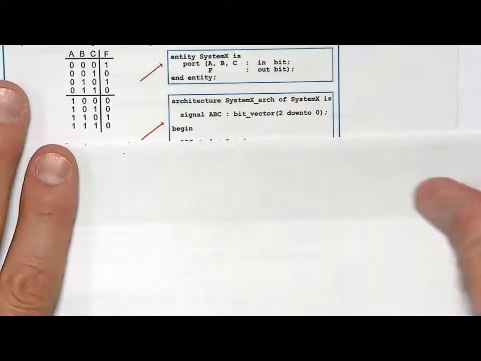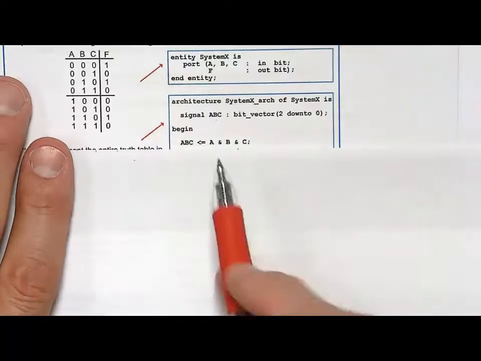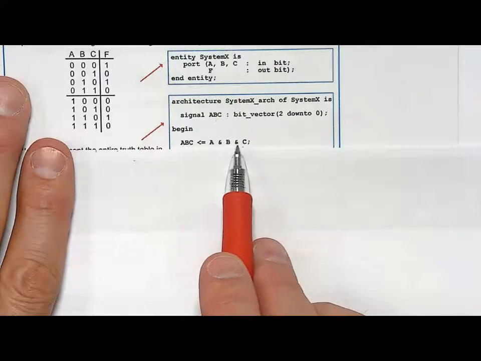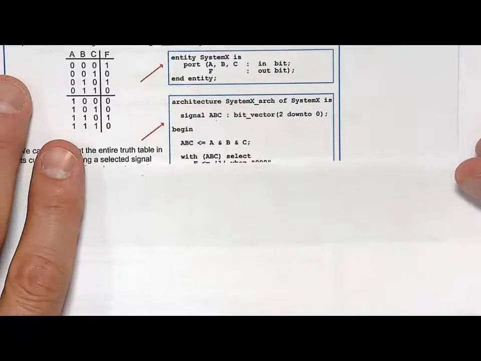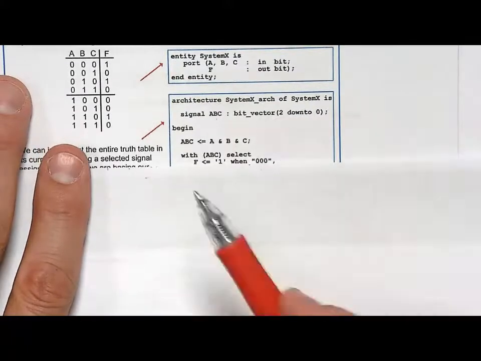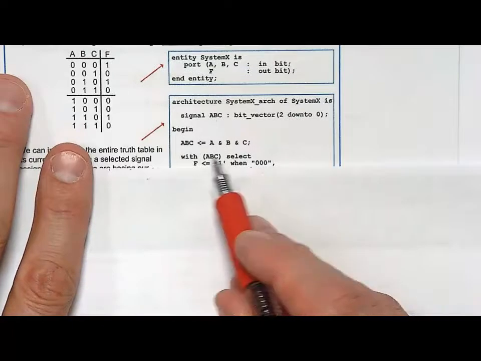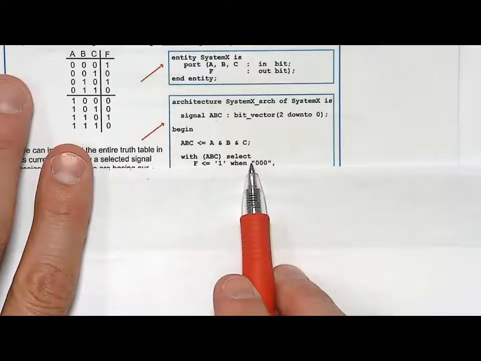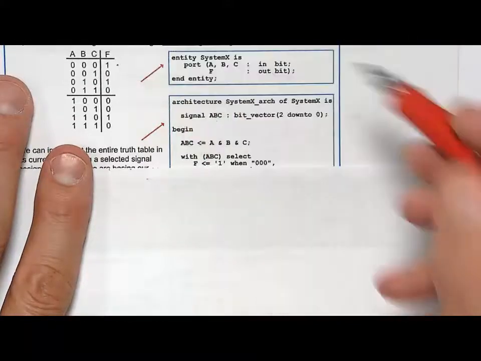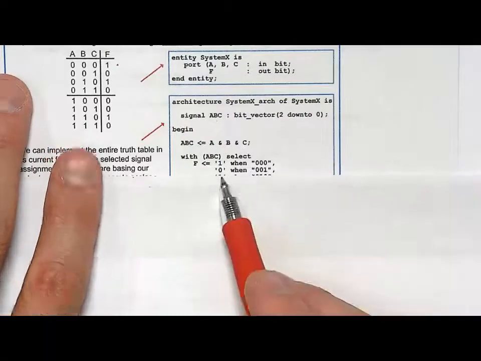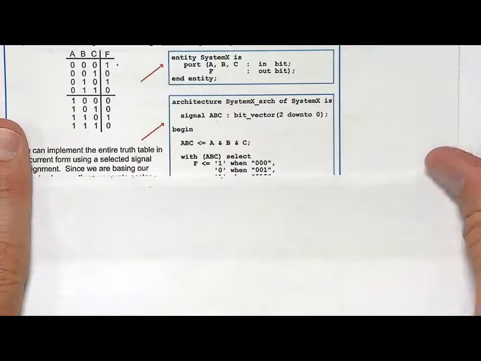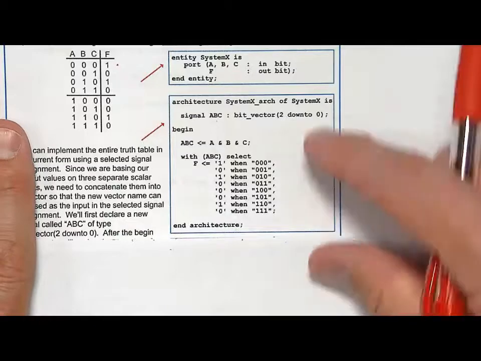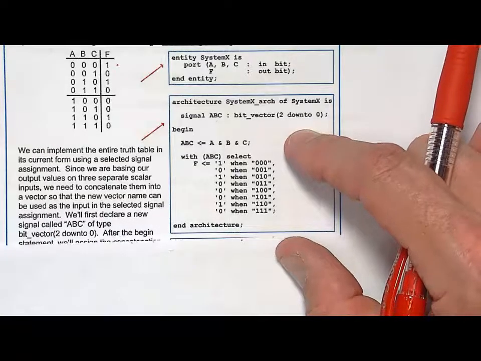I say begin, and now I can simply do this. I first need to concatenate to assign to this new signal that I created. So I say ABC gets A concatenated with B concatenated with C. So now I can do with ABC select. Notice that with ABC, it had to be one signal name, so that's why I had to do that concatenation. And now I can just say F gets a 1 when 0, 0, 0. That's representing the first row in the truth table. If that's not true, give it a 0 when 0, 0, 1. And then give it a 1 when 0, 1, 0. And you simply list out the entire truth table. And you now have a very compact way to describe the functionality of this circuit.